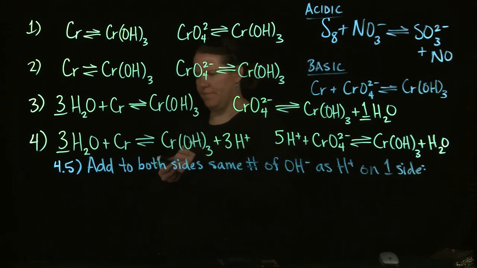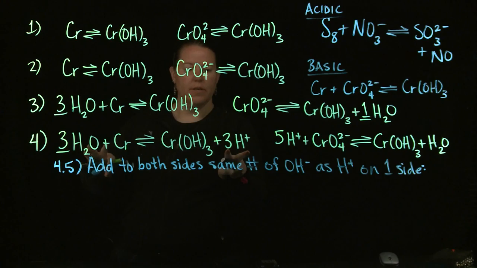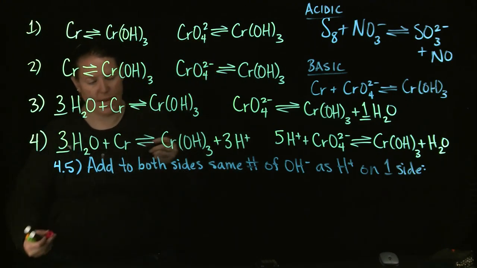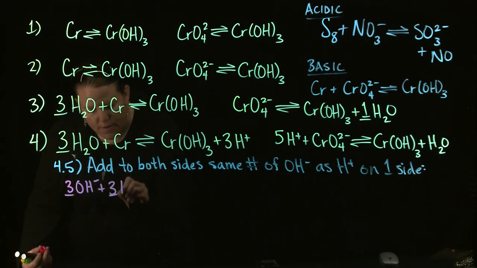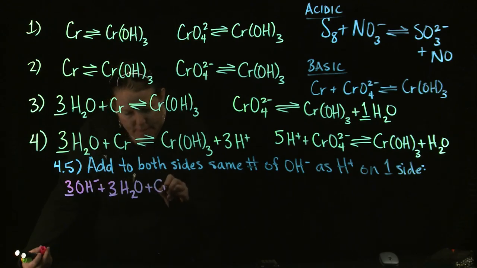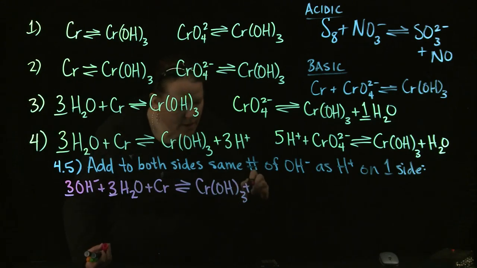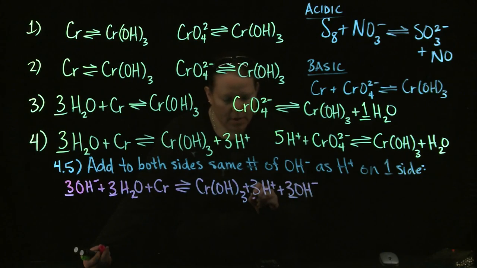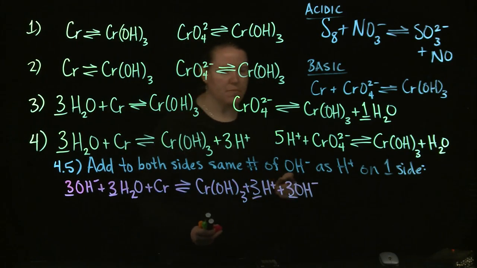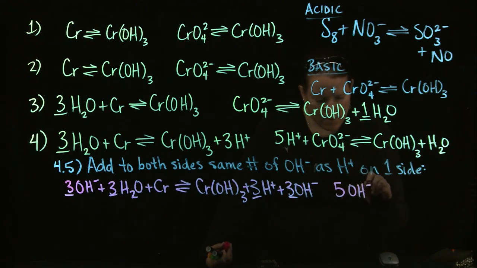Okay, so here we go. Out of this whole half reaction, there's three H pluses on this side. So I'm going to add three OH minuses to this side, and I'm going to add three OH minuses to this side. To both sides I do this. Here I have five H pluses on one side, so I'm going to add five OH minuses to both sides.